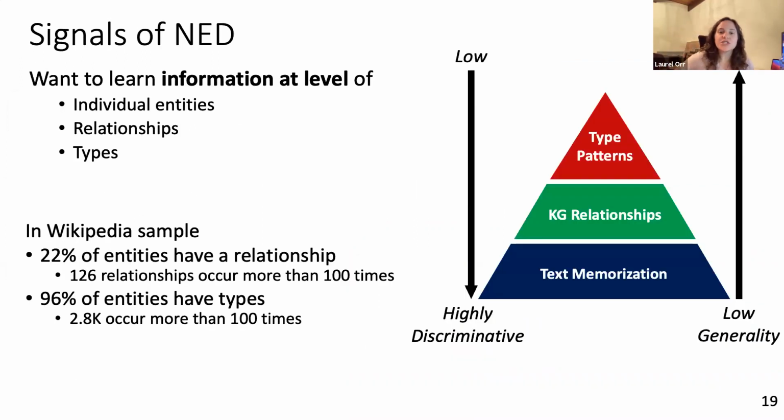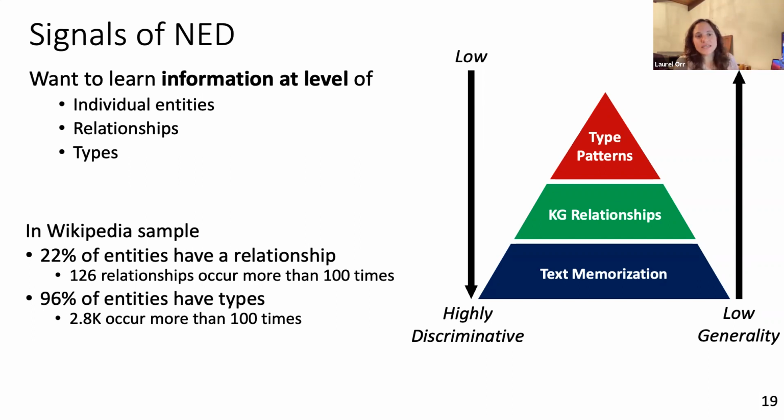As we just saw, there are three different patterns with different generalization capabilities, with text patterns being the least general because they're at the entity level. To motivate the rest of the hierarchy between KG relationships and types, we took a very simple analysis of Wikipedia and found that 22% of entities have a relationship, and 126 of these relationships occur more than 100 times. This indicates that we are going to be capable of learning patterns at the relation level and allow those patterns to help us generalize to the tail.